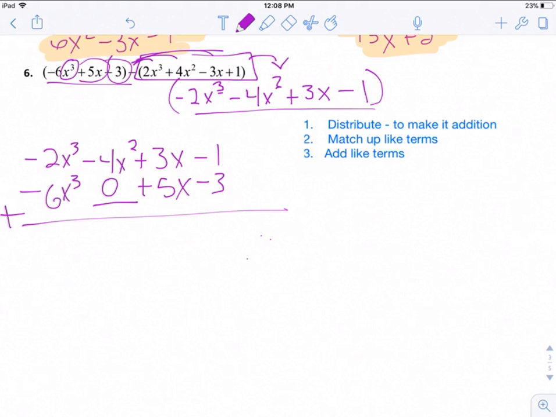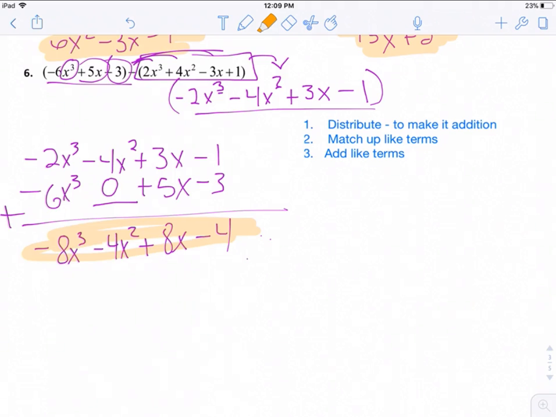So we have negative 2 minus 6, so that turns into negative 8x cubed. And then we have our negative 4x squared. And then we have our plus 8x. And then this turns into minus 4. And that is our answer.